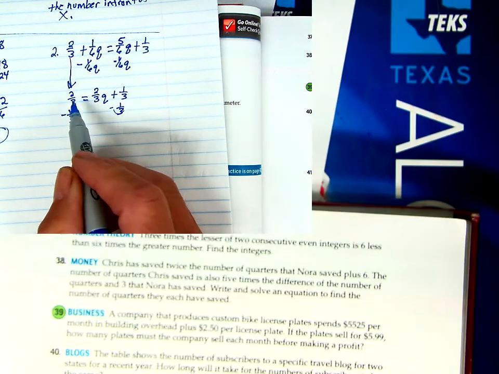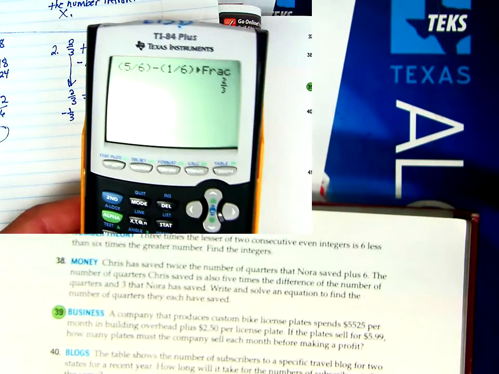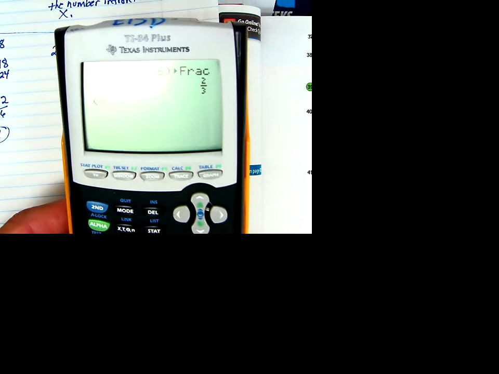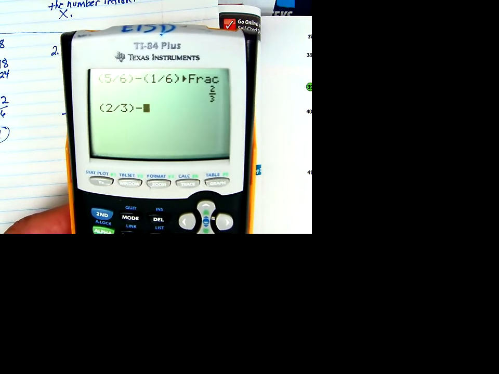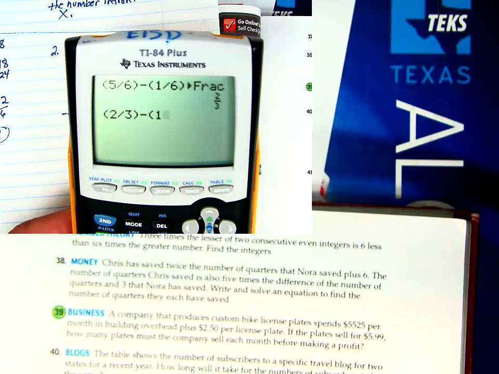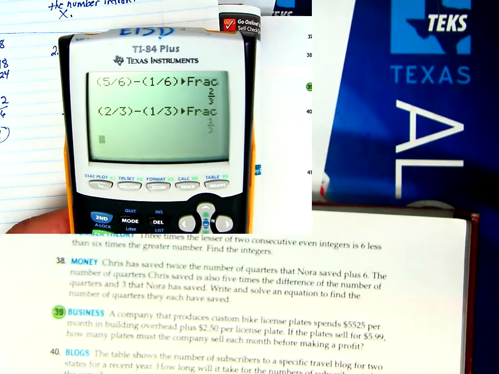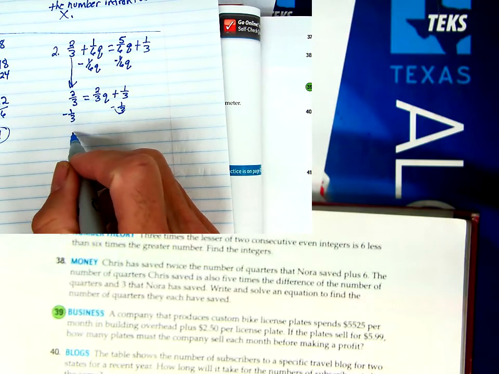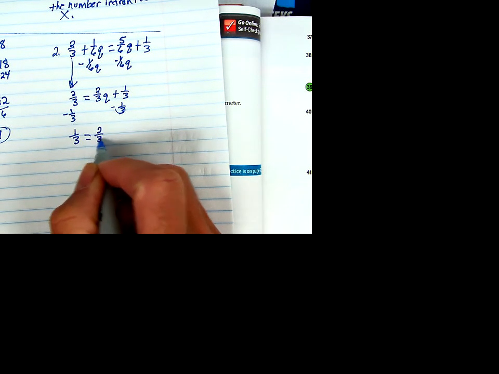This, maybe you can do it in your head, maybe you need to use a calculator, so you pick your calculator up and you do parenthesis 2 divided by 3, see how fast that was, minus parenthesis 1 divided by 3. Math, enter, enter. 1 over 3. So 1 over 3 equals 2 over 3 q.